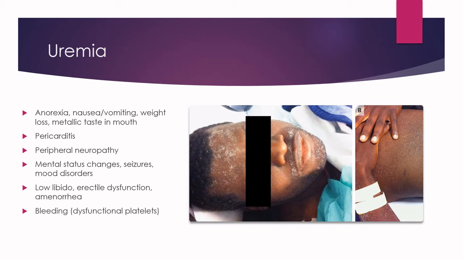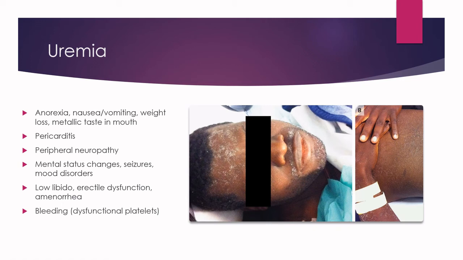Uremia may develop as the kidneys fail to excrete urea and the other toxins in the blood. Uremia can manifest as many symptoms. This includes anorexia, nausea, vomiting, weight loss, and a metallic taste in the mouth. Patients can also develop uremic pericarditis, which may not have the classic ECG findings.